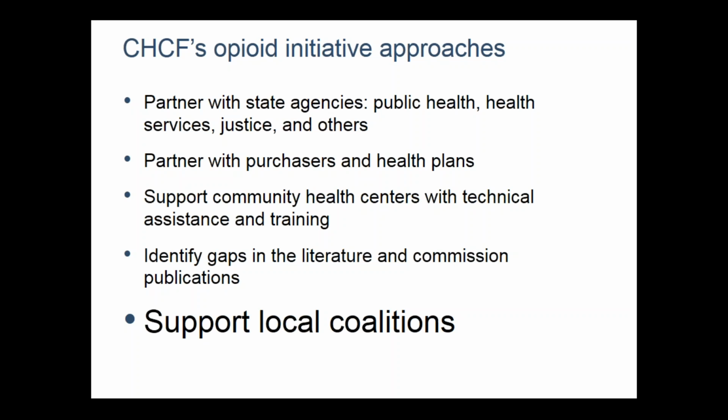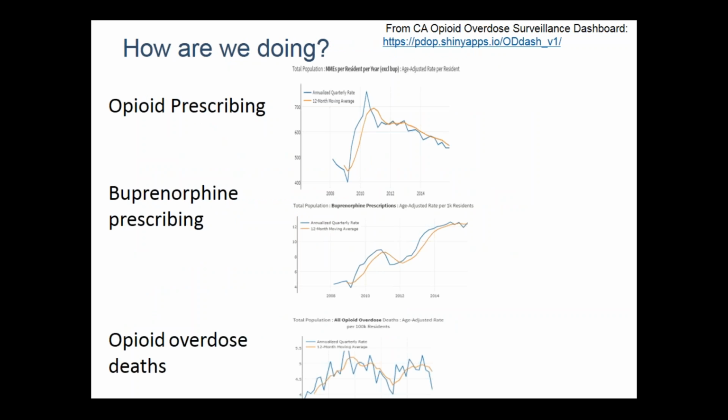We have supported Smart Care California, which is an alliance of purchasers, health plans, and providers. We've got a big project with community health centers across the state supporting medication assisted treatment in primary care. We've had several publications where we found gaps in the literature, and we welcome you to go to our website and review them. And then the topic of today, and where we think a really important lever is, is local coalitions. And that's because culture is local. It's very hard to change prescribing culture, to build up addiction treatment, to deploy naloxone unless there are local leaders in communities making those changes.